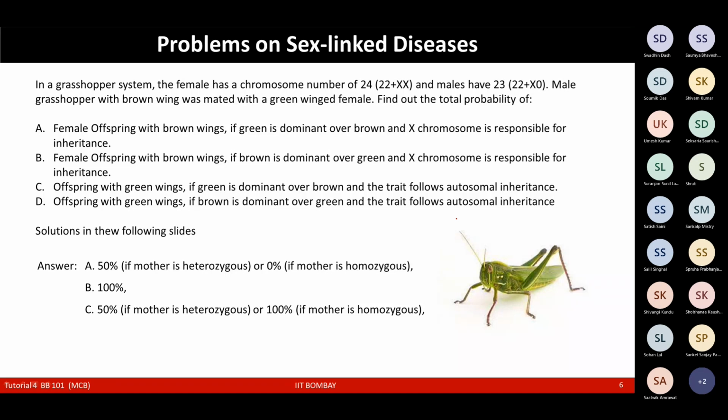No, I'm asking again about the D part. They are saying brown is dominant over green, right? Yeah. So it's written autosomal. If we are saying that it's X-linked inheritance, then it won't be autosomal, right? Because those are the gametes. But in autosomal we have an equal probability of getting the genes.